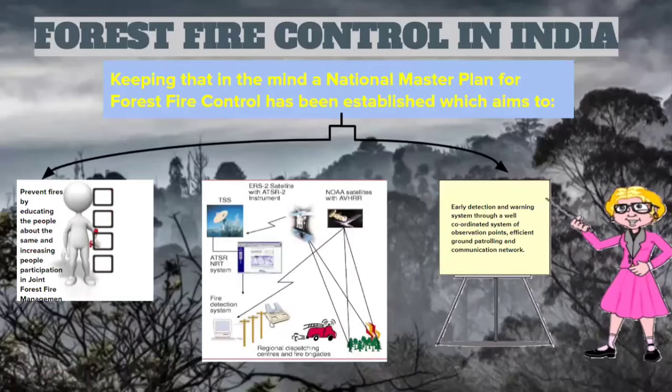Thank you so much, Anamika, for handing over to me. So let's move ahead to the topic, forest fire control in India. Keeping that in mind, a national master plan for forest fire control has been established, which aims to firstly prevent fires by educating the people about the same and increasing people's participation in joint forest fire management, and secondly the early detection and warning system through a well coordinated system of observation points, efficient ground patrolling, and communication network.